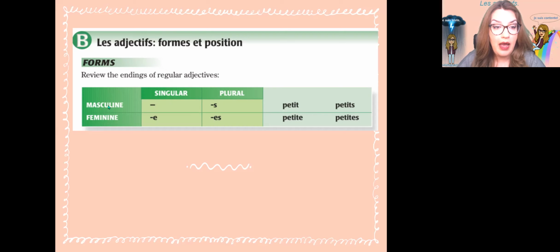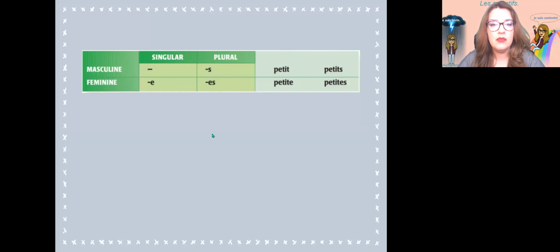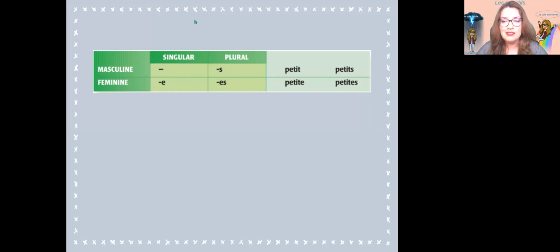Now, if the adjective is masculine, plural, we add an S, on ajoute un S, n'est-ce pas? If the adjective is feminine, singular, we add an E, petite. If the adjective is feminine and plural, we add ES, as in petites. D'accord? Same chart here.